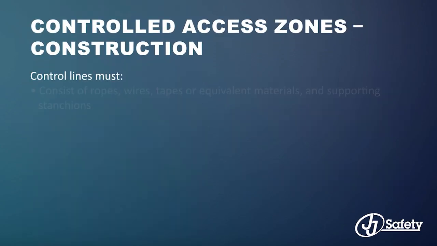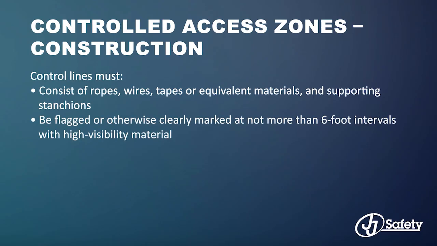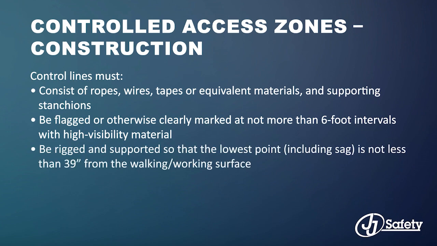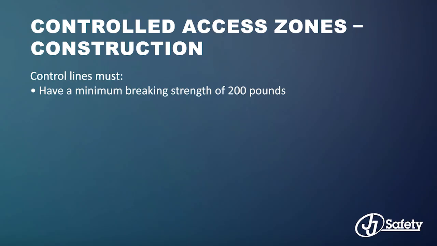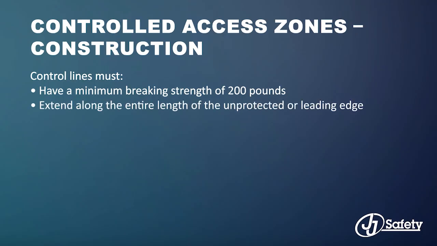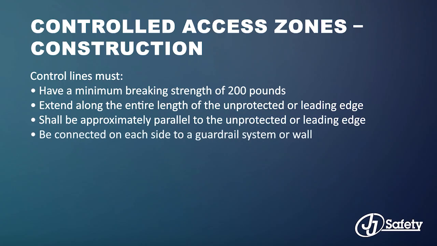Control lines must consist of ropes, wires, tapes or equivalent materials, and supporting stanchions. Be flagged or otherwise clearly marked at not more than 6-foot intervals with high visibility material. Be rigged and supported so the lowest point is not less than 39 inches from the walking surface. Highest point not more than 45 inches from walking working surfaces when overhead bricklaying operations are being performed. Have a minimum breaking strength of 200 pounds. Extend along the entire length of the unprotected or leading edge. Shall be approximately parallel to the unprotected or leading edge and be connected on each side to a guardrail system or wall.